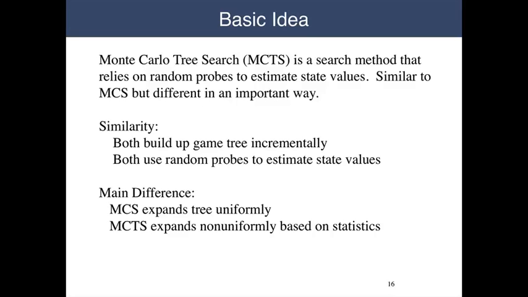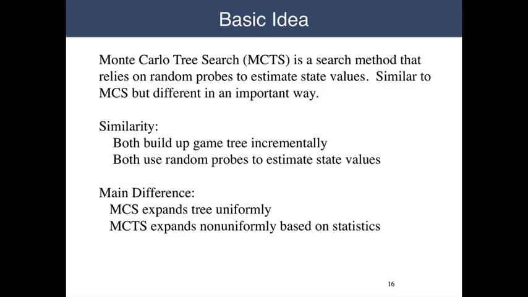Monte Carlo tree search is a more sophisticated variation of Monte Carlo search that tackles some of the weaknesses of the simpler method. Both methods build up a game tree incrementally, and both rely on random simulation of games, but they differ in the way the tree is expanded. MCS, Monte Carlo search, uniformly expands the partial game tree during its expansion phase and then simulates games starting at the states on the fringe of the expanded tree.